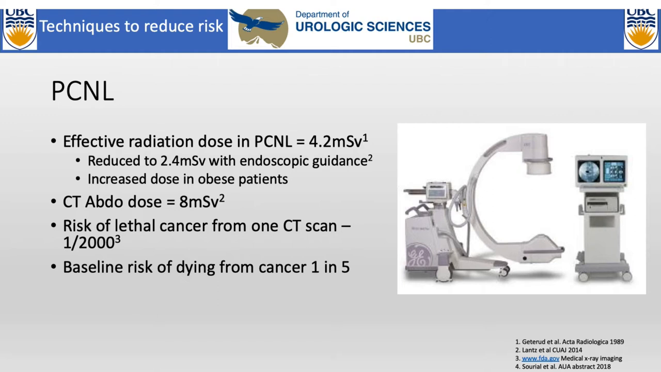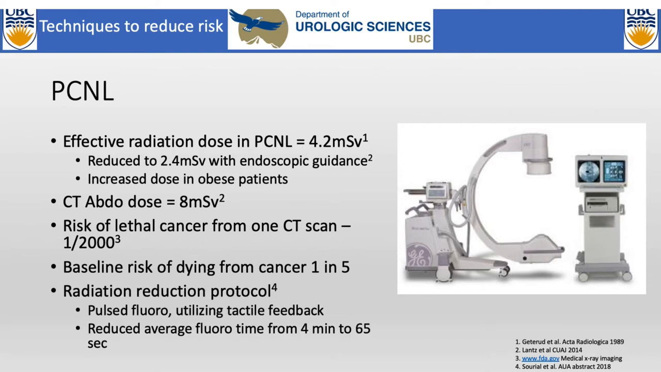So on an individual basis, CT scan, PCNL, all these things probably don't matter. It takes your 400 in 2,000 risk and turns it into a 401 in 2,000 risk. But when you look on a population basis, at the number of CT scans, PCNLs, ureteroscopies that we're doing, trying to reduce our radiation exposure is probably going to be helpful.